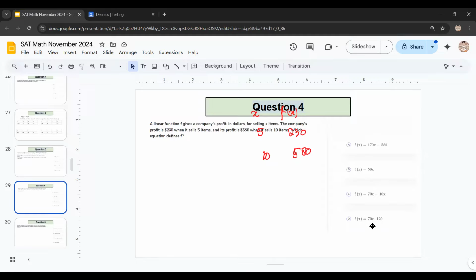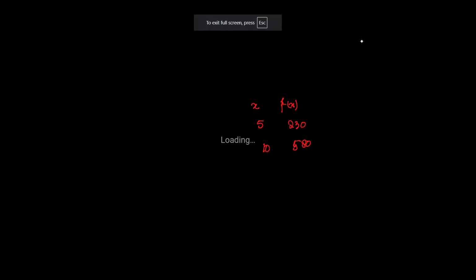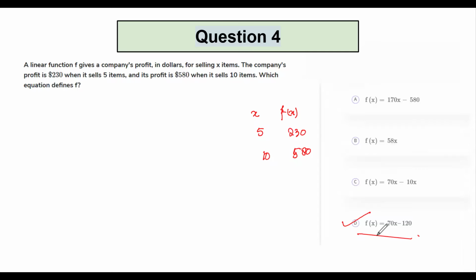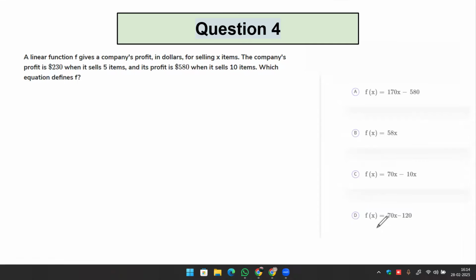70x minus 120 is option D, right? Option D is 70x minus 120. That is my answer. Moving on to question 5.